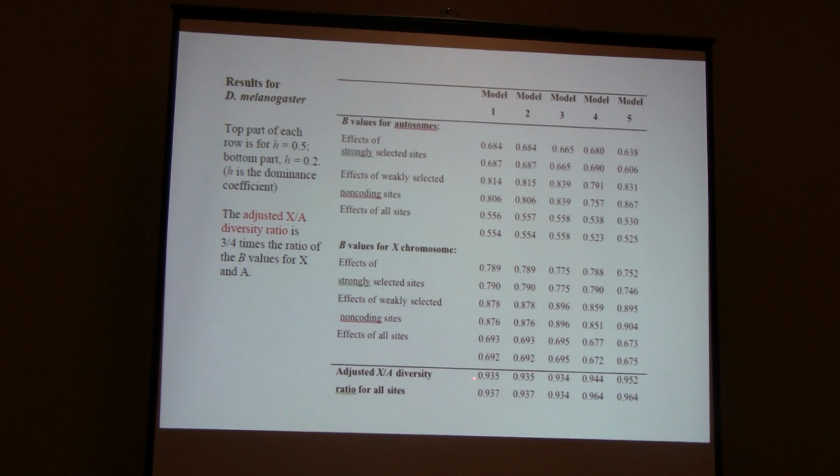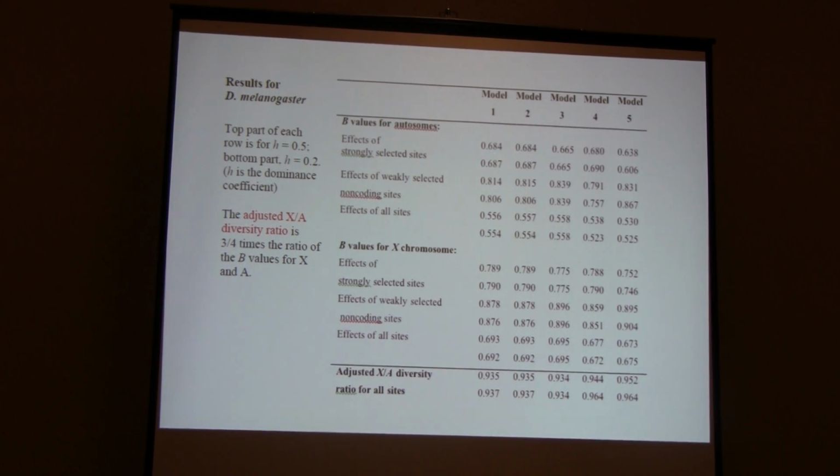The predicted X over A diversity values are about 0.9 for all of the models. This is the exact model, 0.935 with no dominance, 0.937 for recessive effects. There's only a trivial effect of dominance here. This is the lousy, quick and dirty approximation. That really agrees remarkably well with the more precise one. That really annoyed me, I must admit. And this one, where I went to a great deal of trouble, doesn't fit that well.